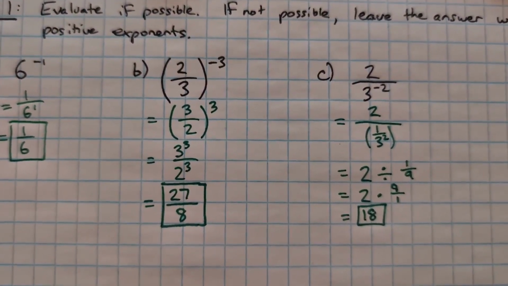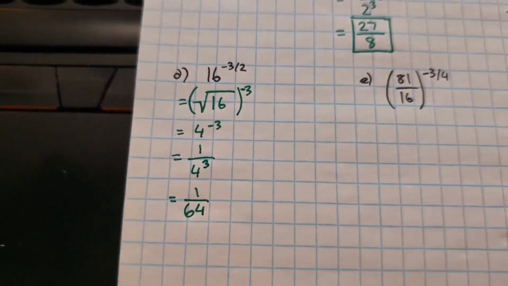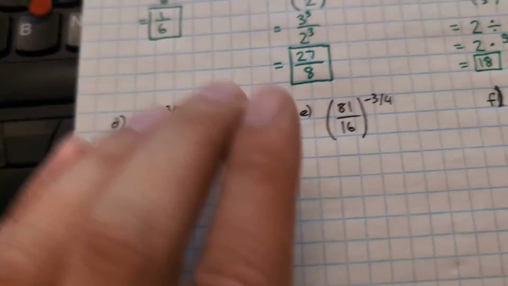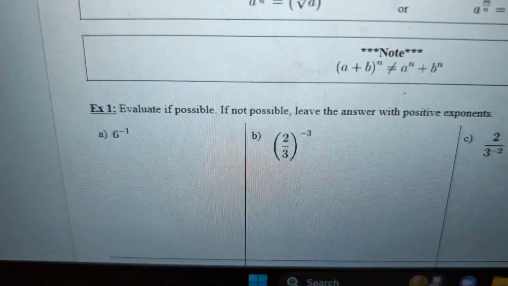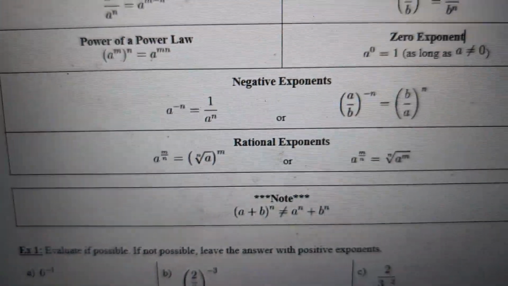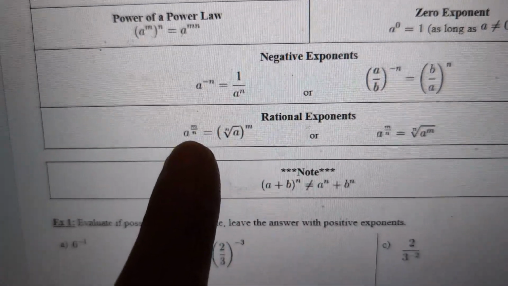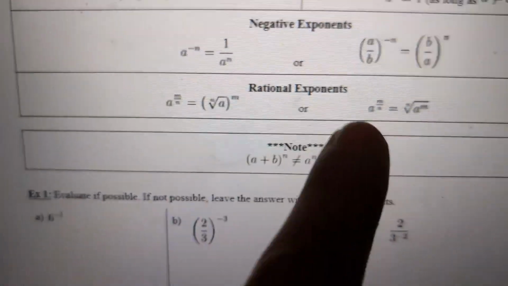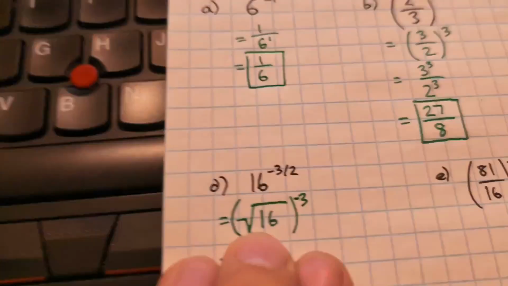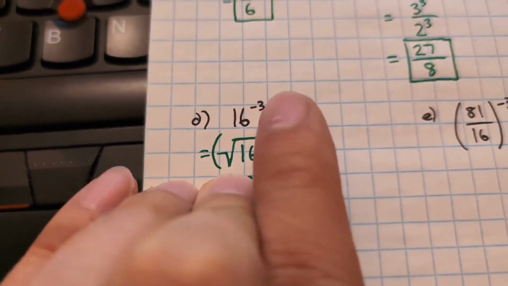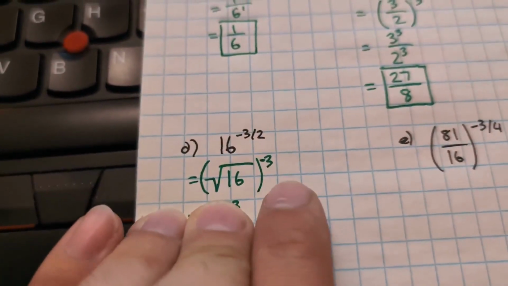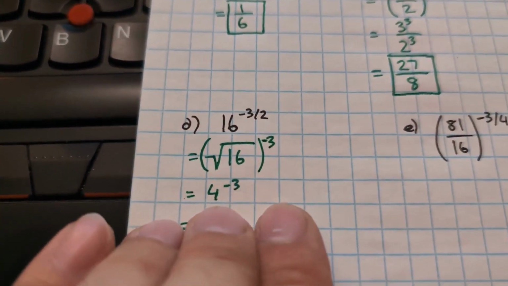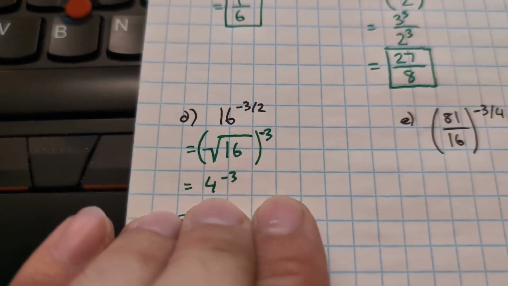This one here, 16 to the power of -3/2. We can use our rational exponent law. So a fractional exponent we can turn into the root to the exponent, or vice versa. But I've turned this into the square root of 16, because that's the second root, to the power of -3. Square root of 16 is 4. So 4 to the -3.